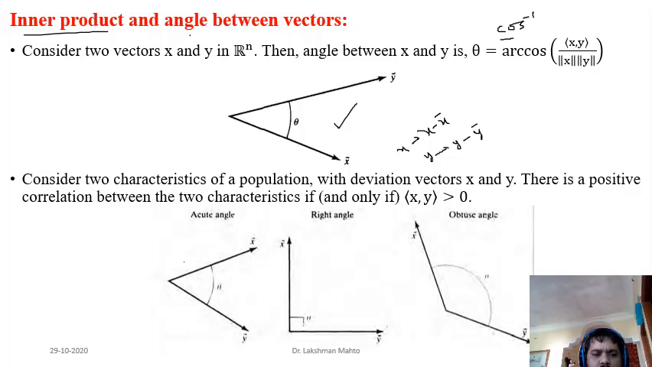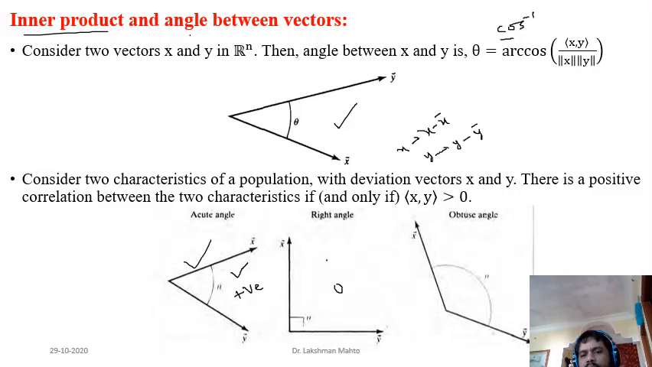So this scenario is talking about if the dot product is acute, the angle between two characteristics is an acute angle. That means the dot product is positive. Here the dot product is positive, which means a positive correlation. And if the dot product between these two characteristics, height and weight, is 0, that means a right angle. Then there is 0 correlation. There is no correlation. Simply we can say that.